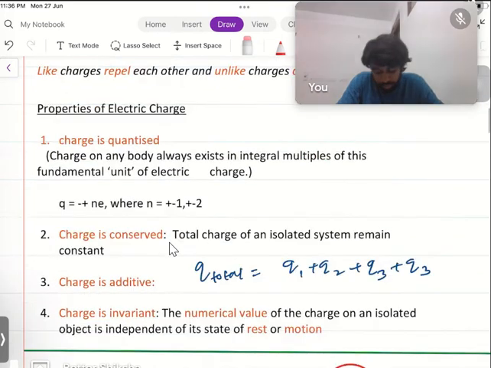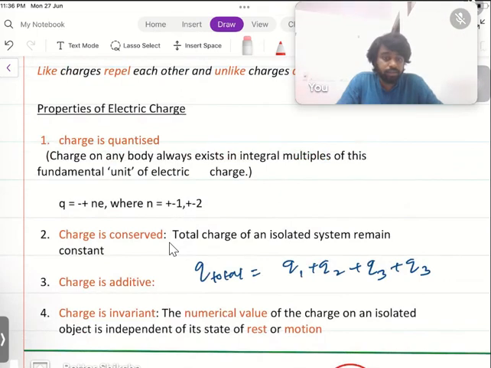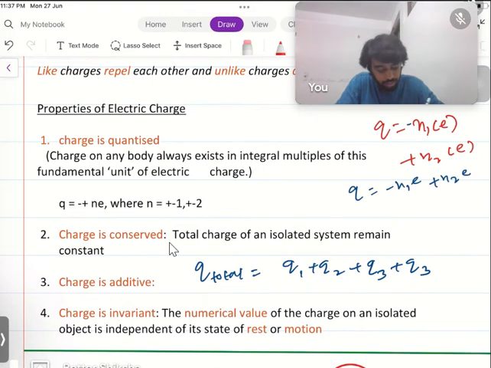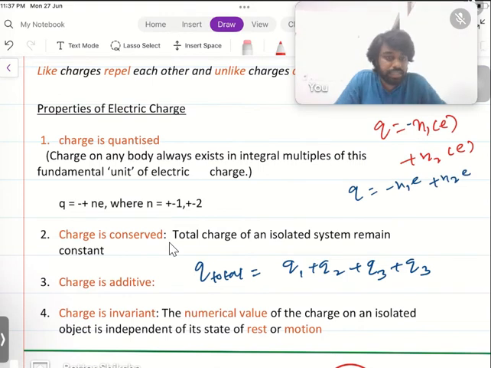Some of the basic properties of electric charges that I mention here: one is that charge is quantized. What does it mean? Let's say you have a charge on any body, right? Then the total charge is an integral multiple of the fundamental unit of electric charge. Let's say a body contains n1 electrons and n2 protons. You can easily write the total charge on that body as n1 times the electron charge plus n2 times the proton charge. Because the electron has a negative charge, you can write minus n1 e plus n2 e. Of course, n1 and n2 are integer values, right?